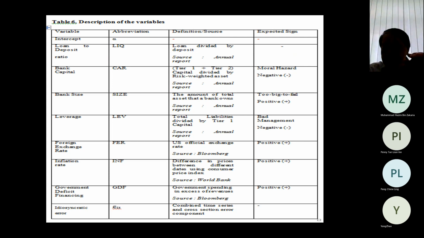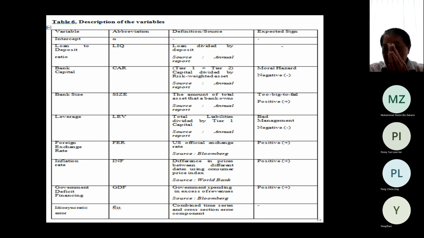Then capital, I use tier 1 and tier 2 capital divided by the risk-weighted assets. This is the way to calculate the bank capital. There are many ways, but this is the actual way that the bank uses to measure. Then bank size, normally they use total assets. Then leverage, they use total assets divided by tier 1 capital. The rest are also the same. That's how it is defined.